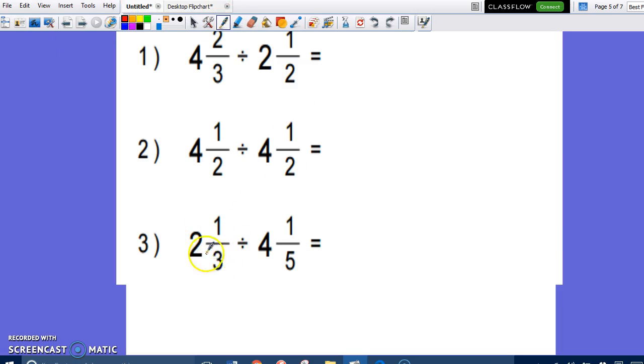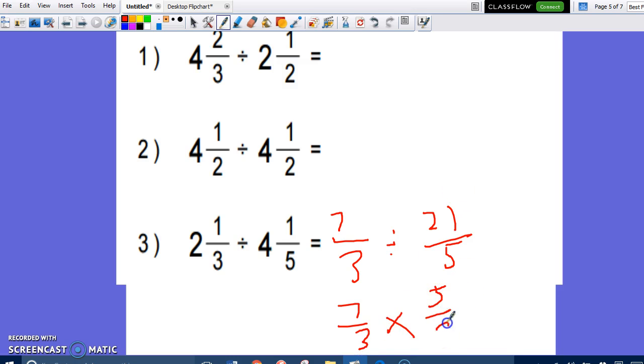2 times 3, 6, plus 1, 7. Keep the same bottom number. 4 times 5, 20, plus 1, 21. Keep the division there until I do the reciprocal. 7 over 21 divided by 1 over 5. Now do the reciprocal. This stays the same. I'm going to flip this one. Change it to multiplication. Flip the second one, basically the reciprocal. You look diagonally to reduce.